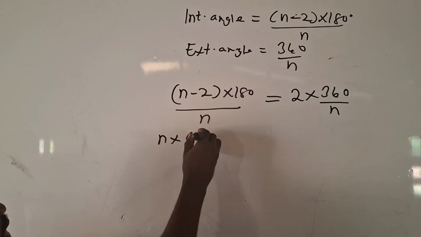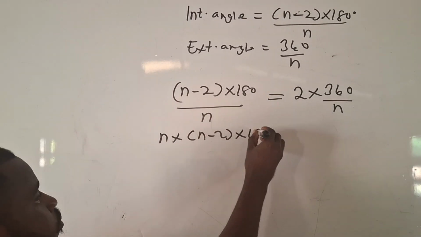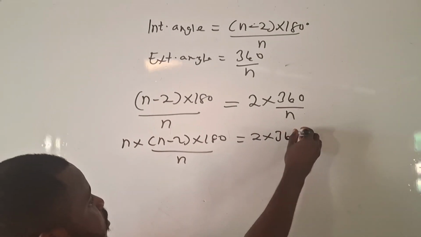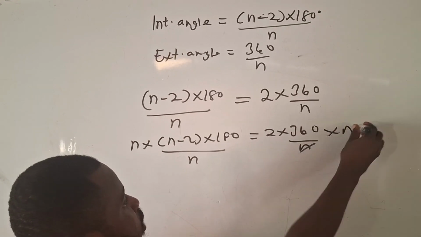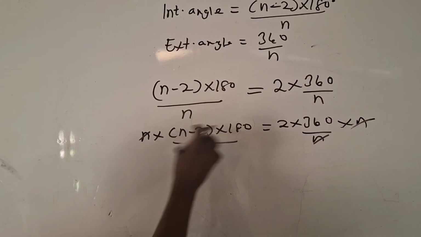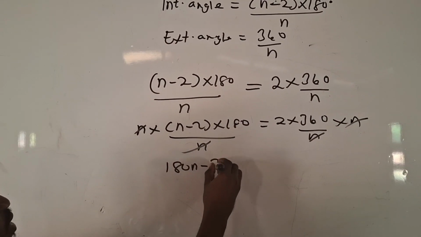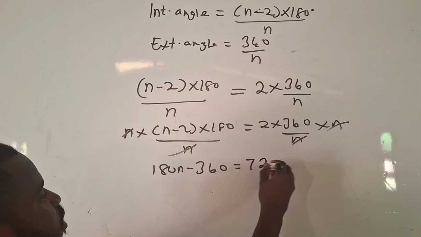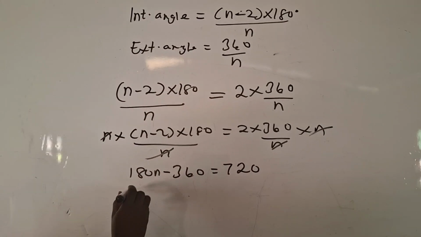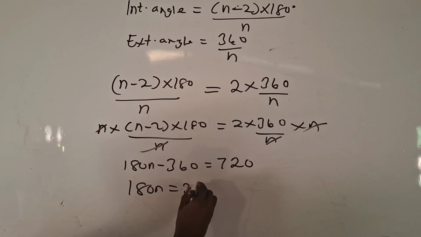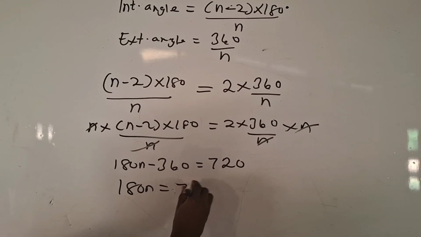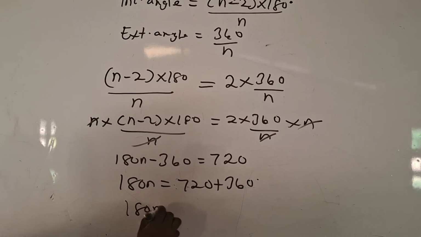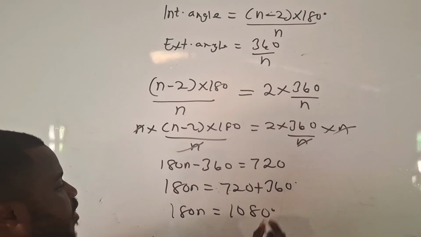So you multiply both sides by the n over n here. Then we have is equal to 2 times 360 over n times n. So n will cancel out. So when you open this bracket, you get 180n minus 360. 2 times 360 will give us 720 degrees. So 180n is equal to, sorry, let me bring the 720 plus 360 degrees. So 180n will give us 1080 degrees.